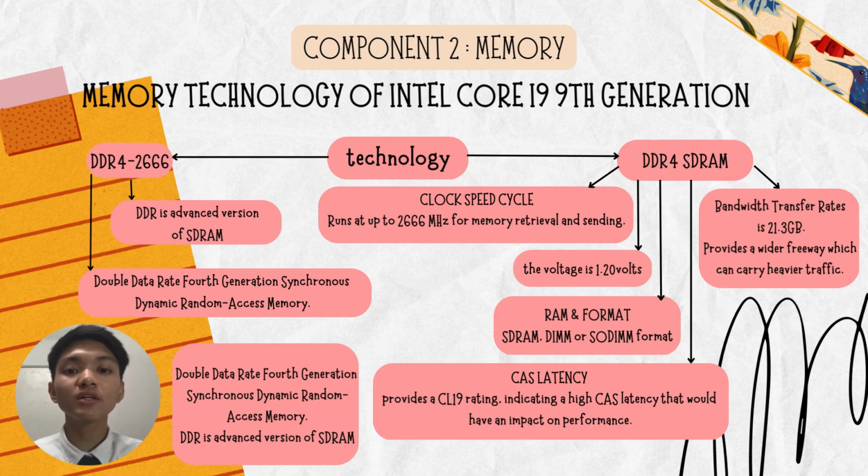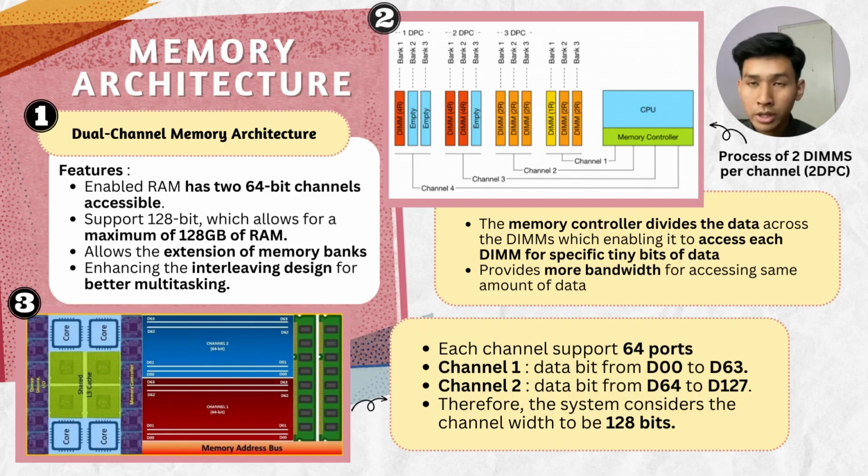For bandwidth, the transfer rate is 21.38 GB/s, which provides a wider freeway that can carry heavier traffic. Okay, so let's move on to the memory architecture of Intel i9 9th generation.